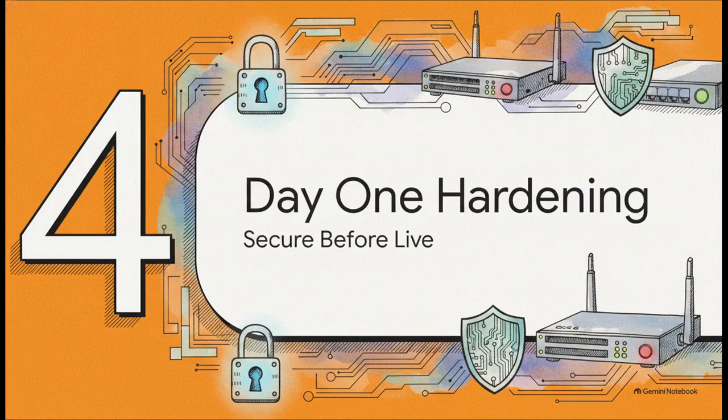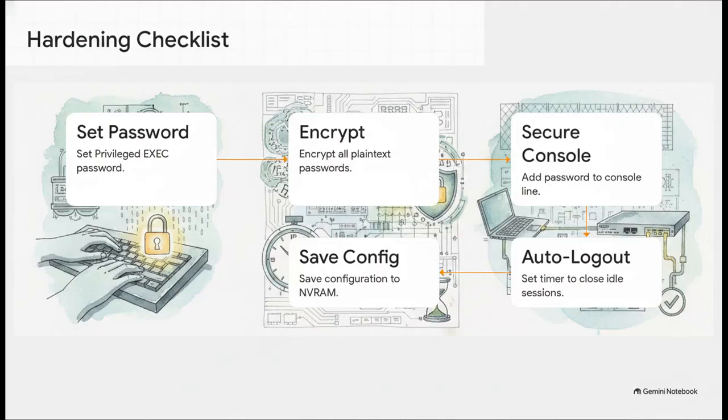Which brings us to Section 4. Day 1 hardening checklist, securing the device before it goes live. Getting a device to just pass traffic, that's not enough. We absolutely have to secure our workbench before it ever touches a live production network. And the order of operations here is incredibly deliberate.